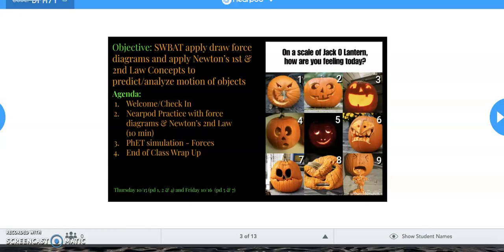We used some Nearpod slides in class today to practice drawing force diagrams and applying Newton's first and second laws to predict or analyze the motion of objects. After we worked on those problems for the first half of class, we then proceeded to work in groups in breakout rooms on a variety of activities related to forces, including a PhET simulation.